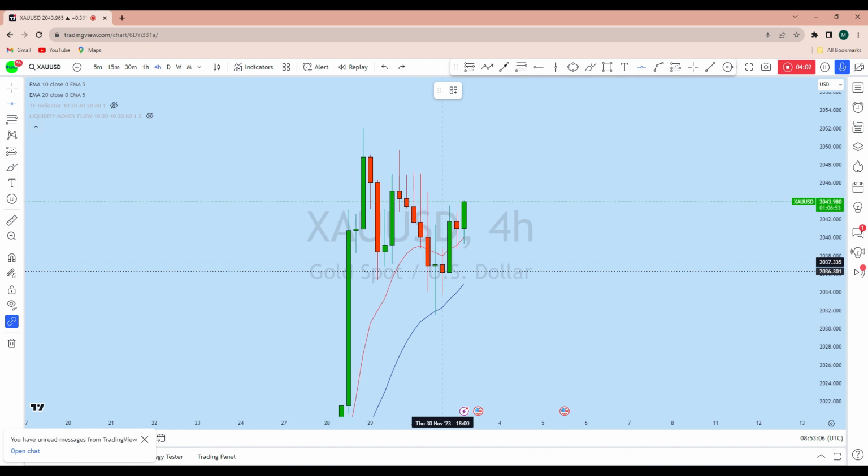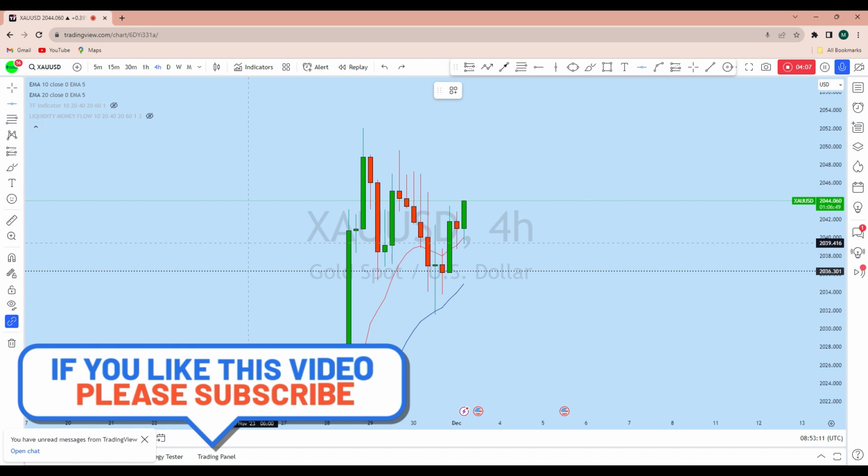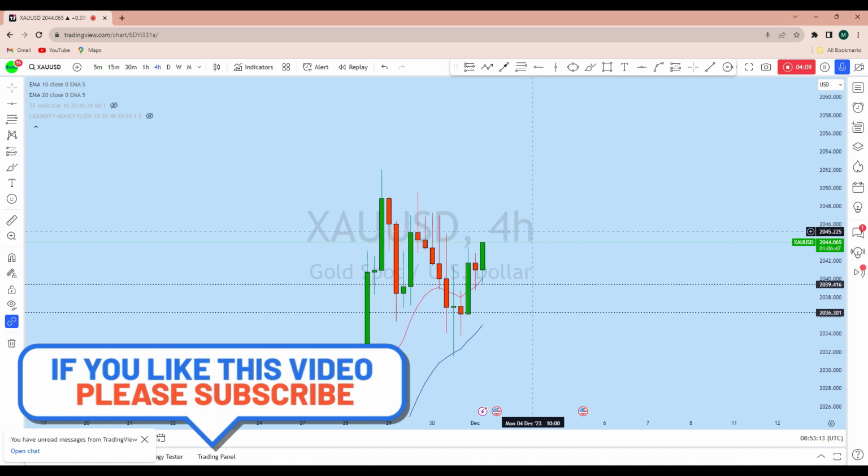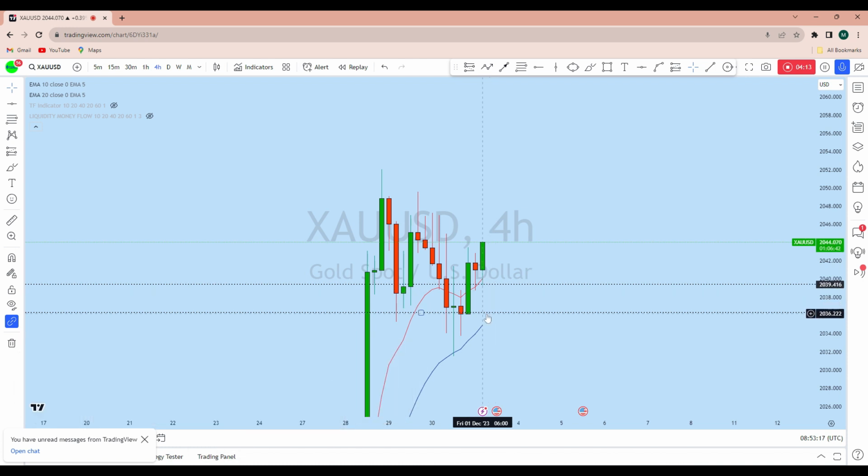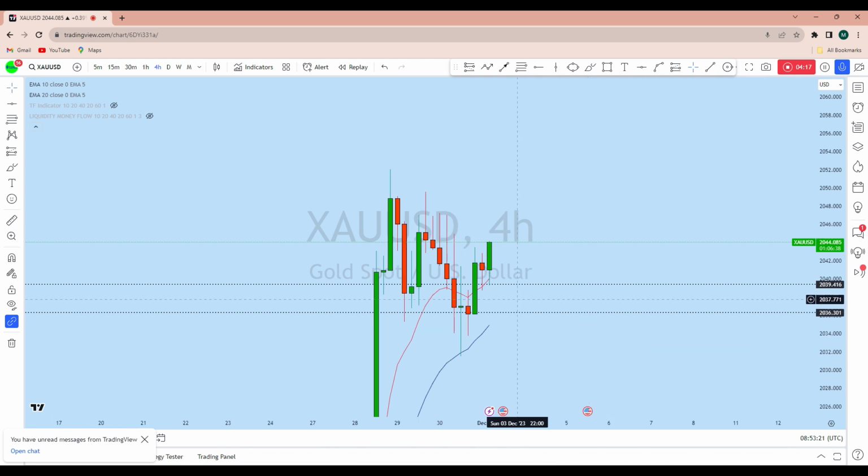Now this candle, as you can see from the time of recording, is closing in 1 hour. What I think is that gold might retest this support again, the lower time frame support, and between this zone is where we can look for a potential entry on gold for this move to the upside.